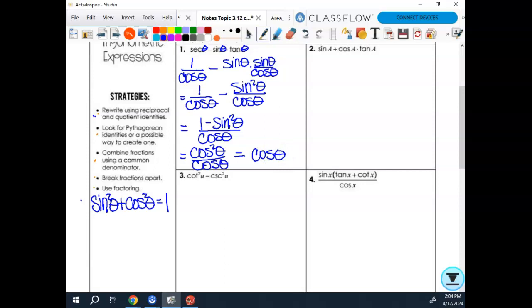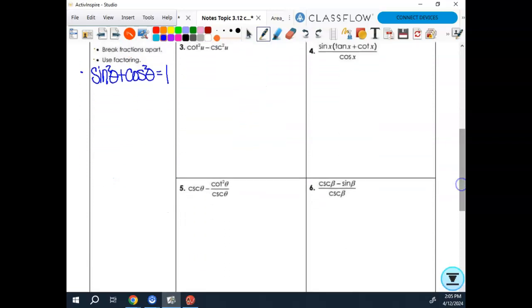Oh, I did what? Because I solve for cosine? And that's what that is, 1 minus sine squared. No, because sine squared minus 1 would give me negative cosine squared. Yeah, I get what you're saying.